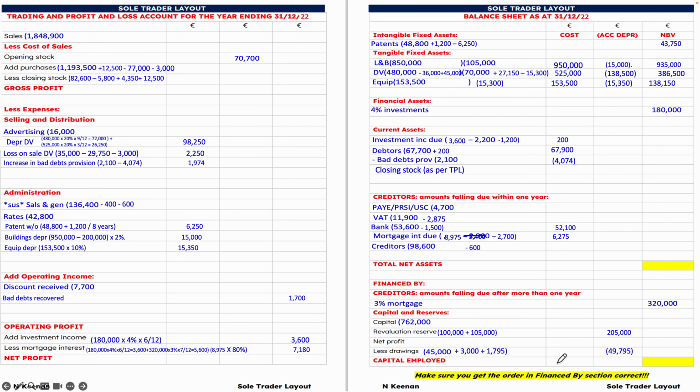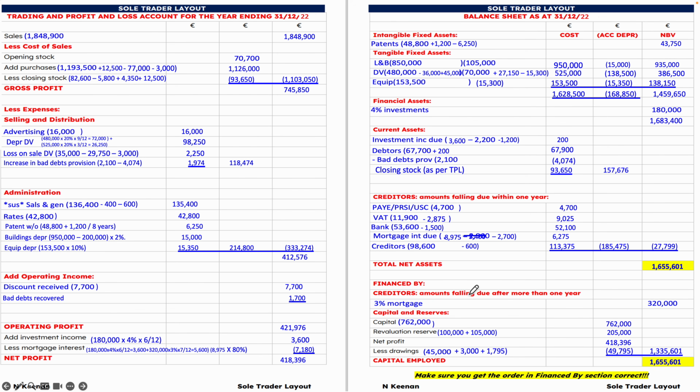So there are your figures, all totted up. From your sales, you take away your cost of sales, which gives you gross profit. You tot up all of your expenses and take that away from your gross profit. You then add your operating income, and that is equal to your operating profit. You add your investment income and take away your mortgage interest, and that is your net profit.